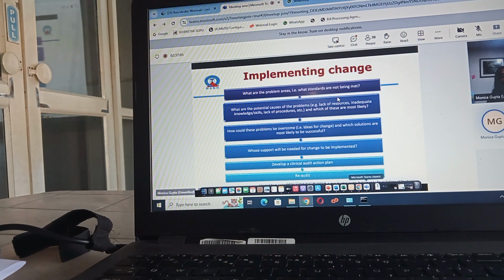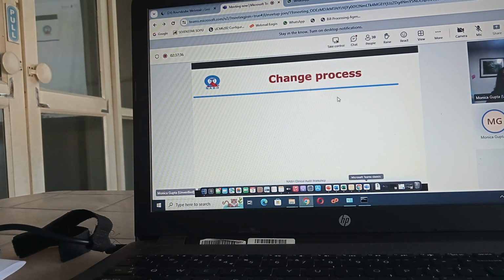So when implementing, we should know what are the problem areas specifically, and what are the potential causes of the problem. How could they be overcome? Whose support do we need? Sometimes we need to turn to our management for extending, whether it is manpower resources, or whether you need to talk to a few other departments. Right? And so we identify whose support is required, and then have an action plan, and then we introduce it.